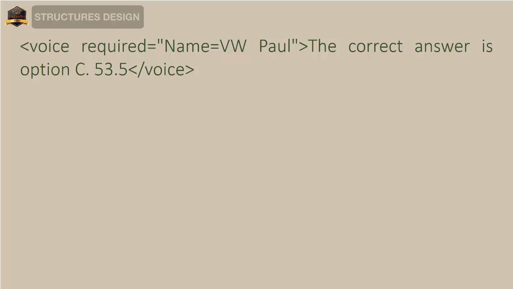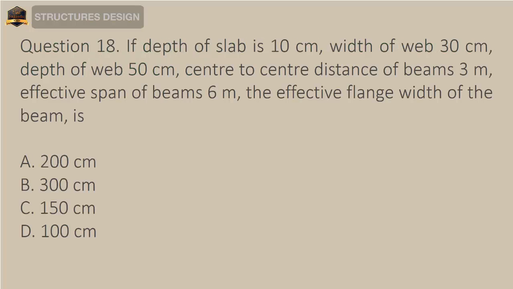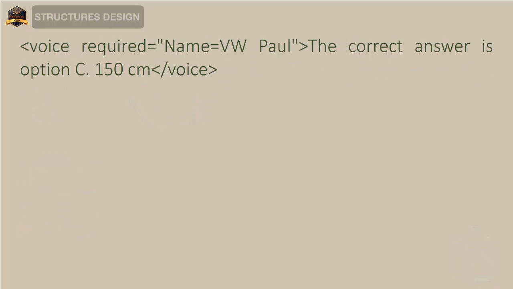Question 18. If depth of slab is 10 centimeters, width of web 30 centimeters, depth of web 50 centimeters, center to center distance of beams 3 m, effective span of beams 6 m, the effective flange width of the beam is A. 200 centimeters, B. 300 centimeters, C. 150 centimeters, D. 100 centimeters. The correct answer is option D, possesses internal stresses.